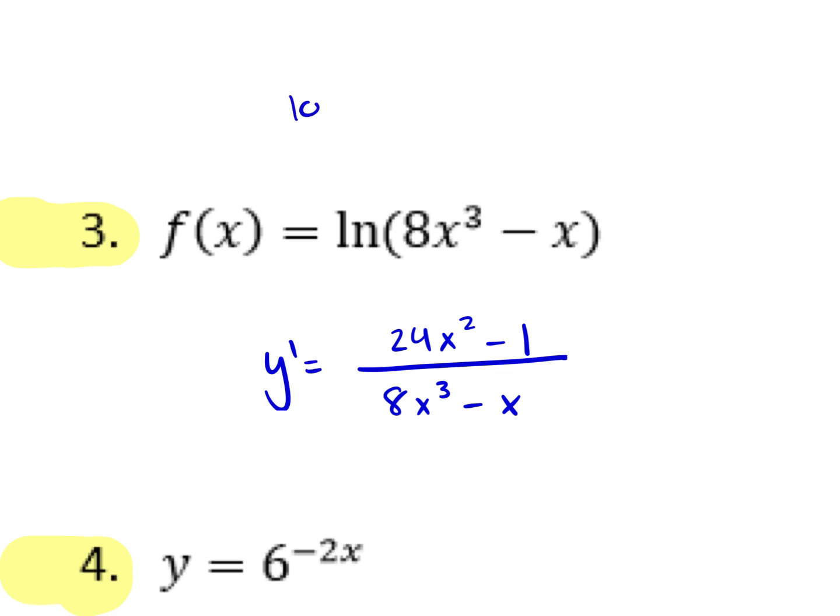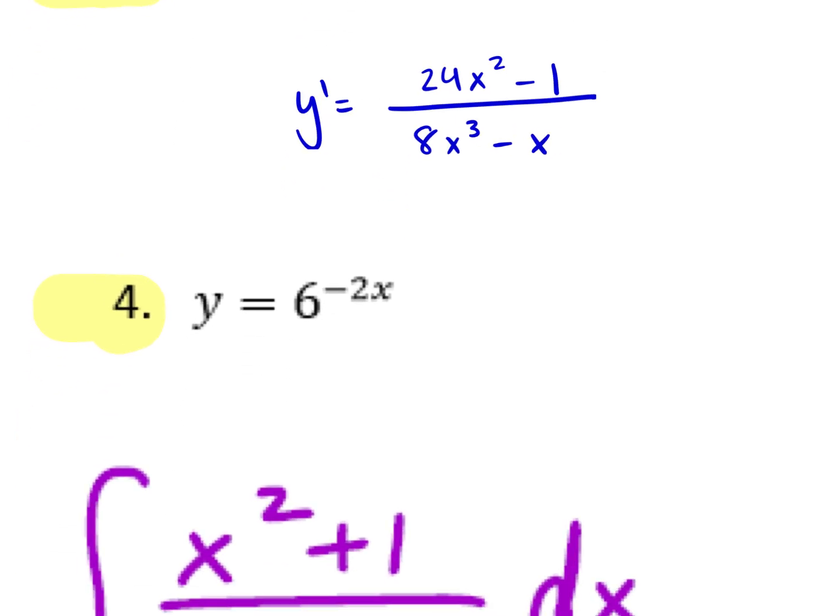If this was a log, let's say we had log base 6, like the other one, we would also have to divide it by the ln of 6. But when it's just an ln, you don't have to do anything extra.